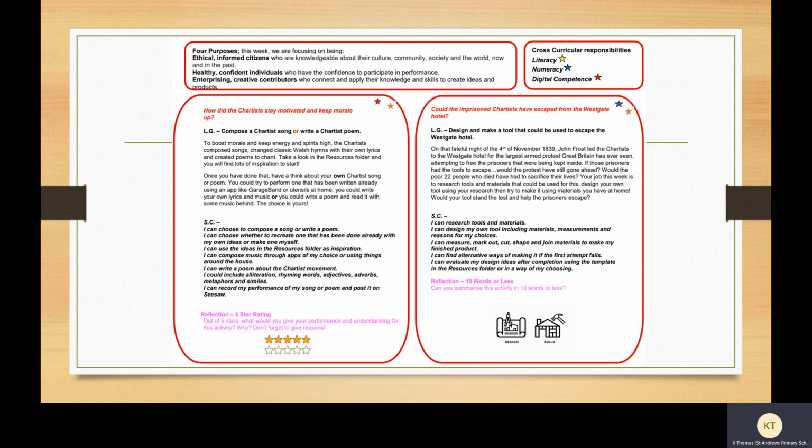In order for you to know if you've been successful, this is what you need to do. I can research tools and materials. I can design my own tool, including materials, measurements, and reasons for my choices. I can measure, mark out, cut, shape, and join materials to make my finished product. I can find alternative ways of making it if the first attempt fails, and I can evaluate my design ideas after completion using the template in the resources folder or in a way of my choosing.